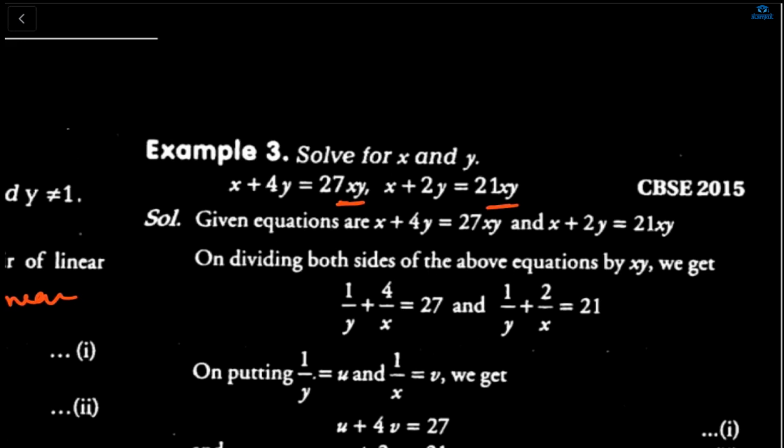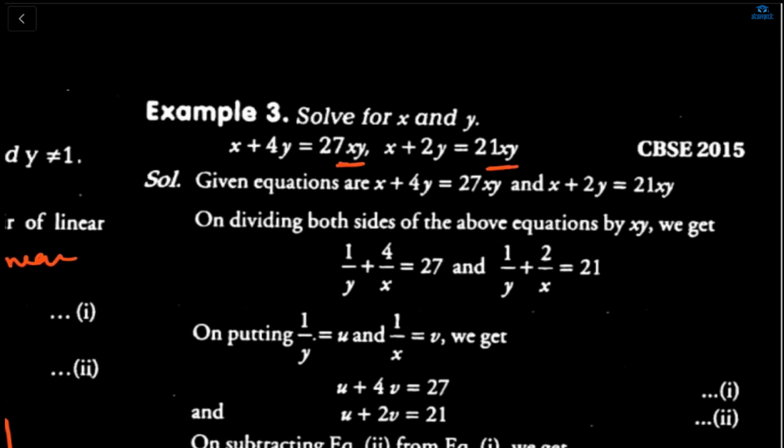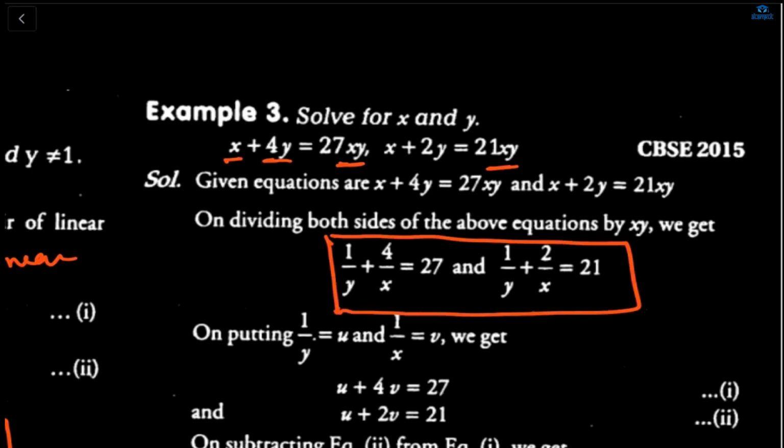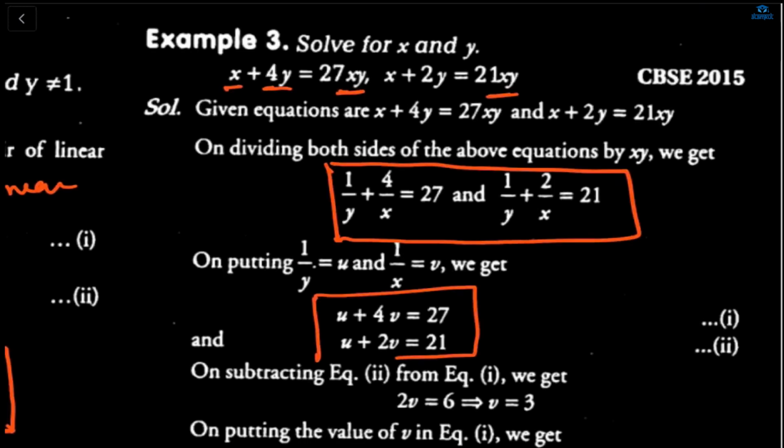When you multiply by 1 upon xy, in the first term x will be eliminated, you will get 1 upon y. In the other term y will be eliminated, you will get the 1 upon x form. This equation you will get. Now you have to substitute the values of 1 upon x and 1 upon y, and then you will get the proper linear equation format. Understood? This type of question you may get. You can see it is CBSE 2005. In CBSE 2005, this question has come. So these types of questions you may get in your examination because they are a little tricky.